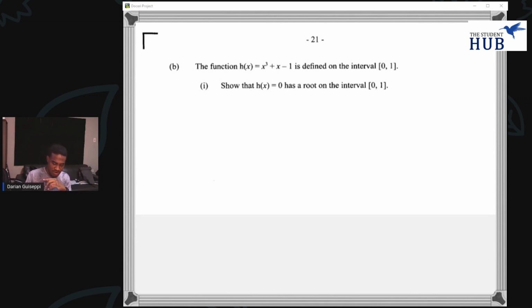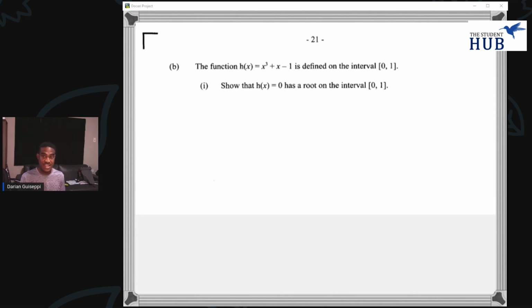Part B says the function h of x is equal to x cubed plus x minus 1 is defined on the interval 0, 1. Show that h of x is equal to 0 has a root on the interval 0, 1. So that's what we need to do. From the time I see questions like this, we in module 2, I'm already thinking they want us to show that the root lies within the interval. Just show. They don't want us to find the root. They just want us to show it. So immediately my mind is thinking intermediate value theorem. That's what we need to use.